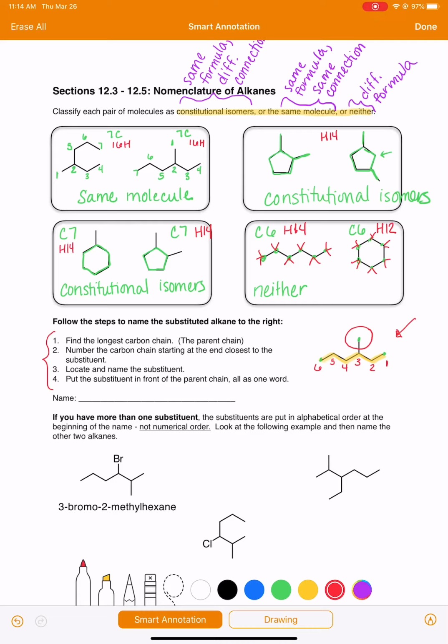Once we get the carbon chain numbered, then our next job is to locate and name our substituent. So here is our substituent, and it is located on carbon number 3, and its name is based on how many carbons are in the substituent. The substituent has just one carbon in it. Look back at that table. A 1 carbon substituent is called methyl.